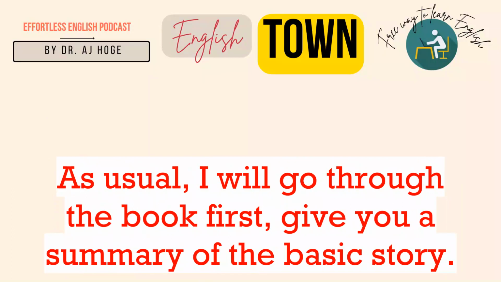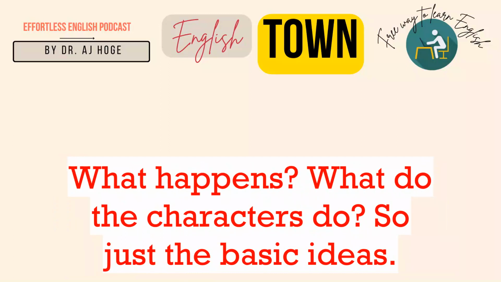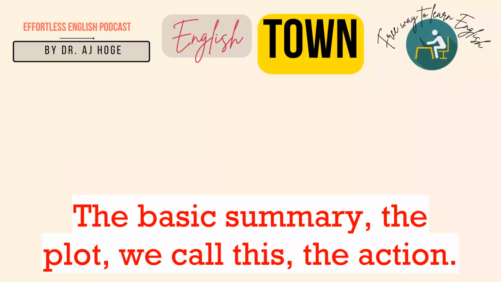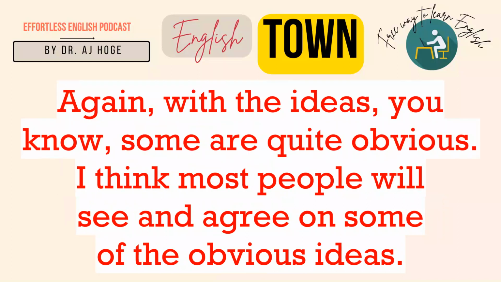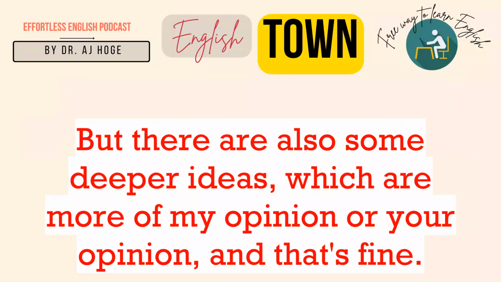As usual, I will go through the book first, give you a summary of the basic story. What happens? What do the characters do? So just the basic ideas. The basic summary, the plot, we call this, the action. And then I'll go back, and then I'll discuss some of the deeper ideas. Again, with the ideas, some are quite obvious. I think most people will see and agree on some of the obvious ideas. But there are also some deeper ideas, which are more my opinion or your opinion, and that's fine.